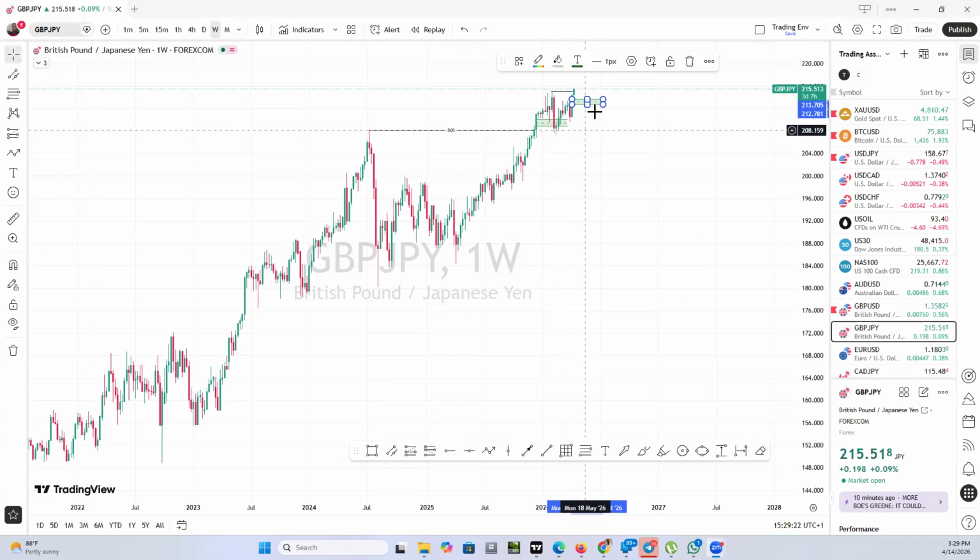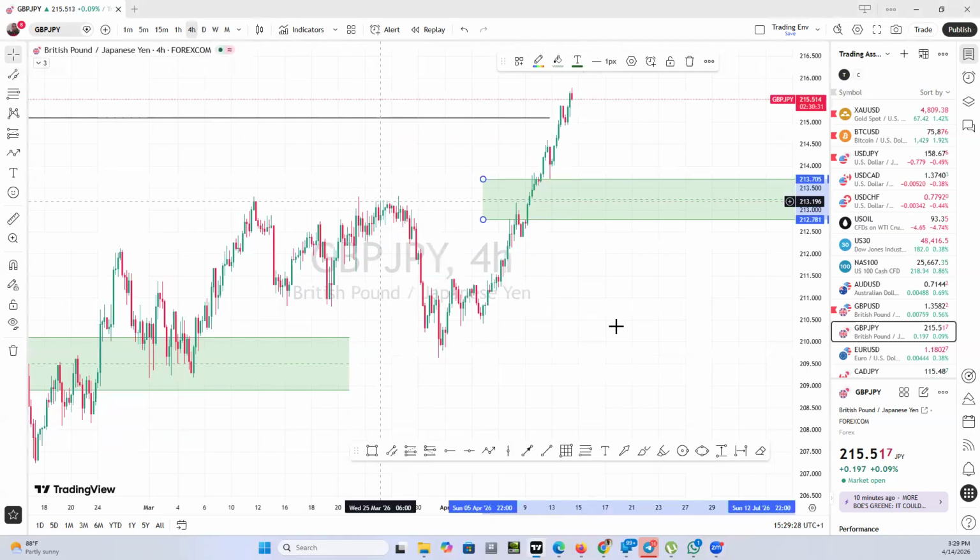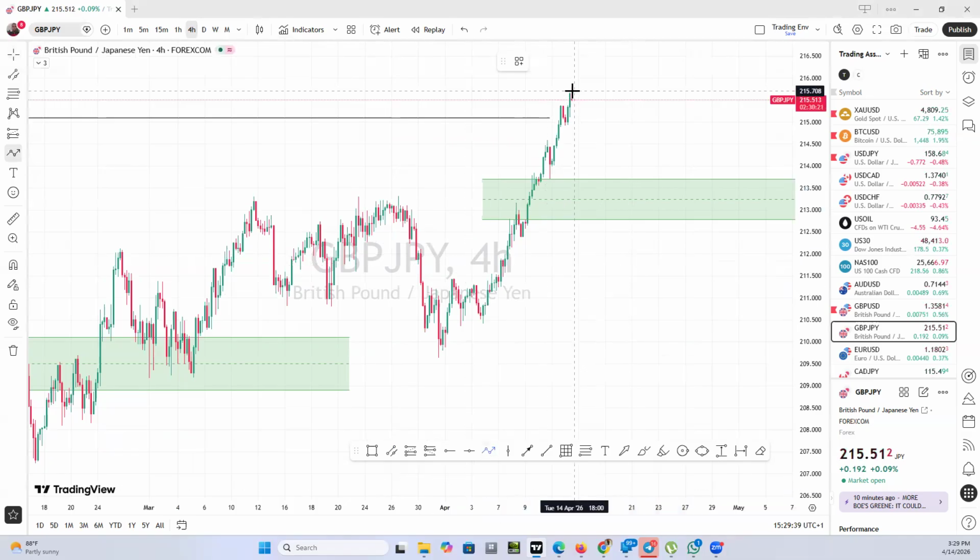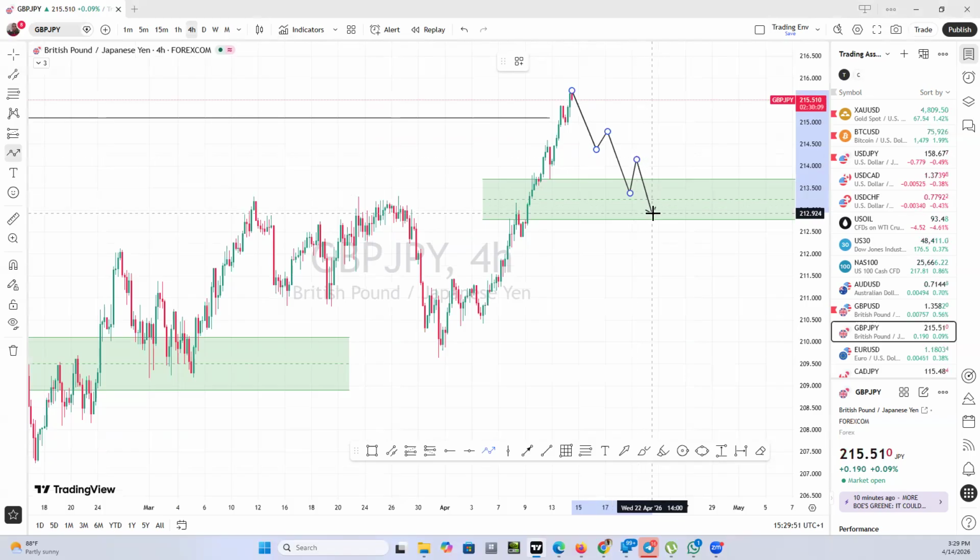From a weekly time frame. So let's go to a lower time frame. From the lower time frame, which is 4 hour, we will expect the market to come back from here. Maybe if we are lucky, the market gives us a change of character.